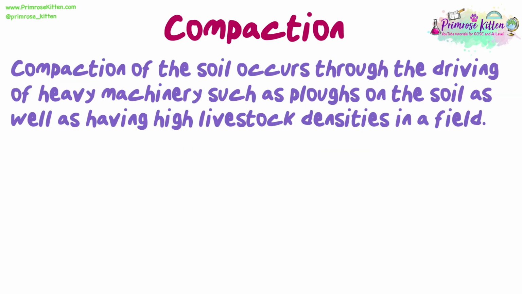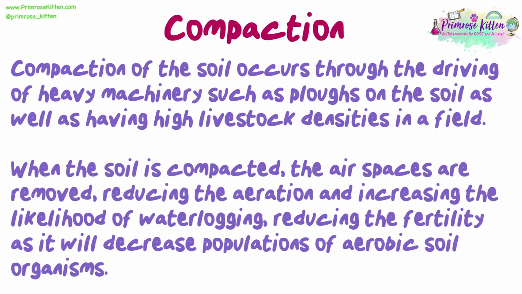Compaction. Compaction of the soil occurs through the driving of heavy machinery such as ploughs on the soil, as well as having high livestock densities in a field. When the soil is compacted, the air spaces are removed, reducing the aeration and increasing the likelihood of waterlogging, reducing the fertility as it will decrease populations of aerobic soil organisms.